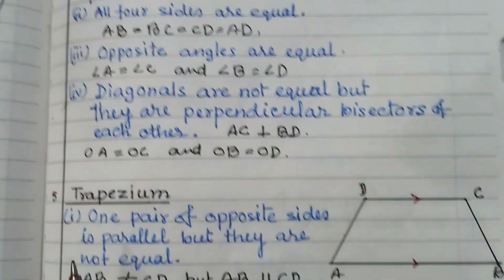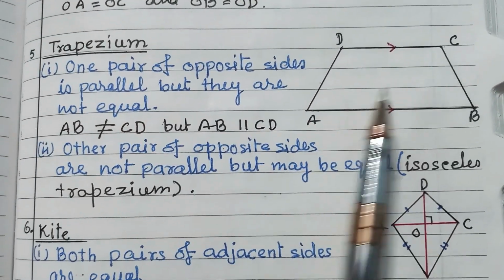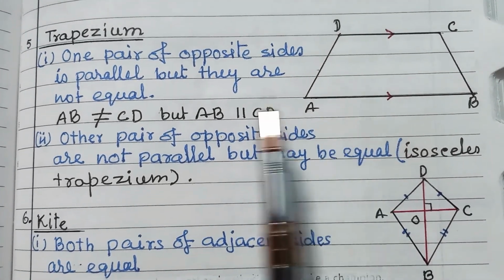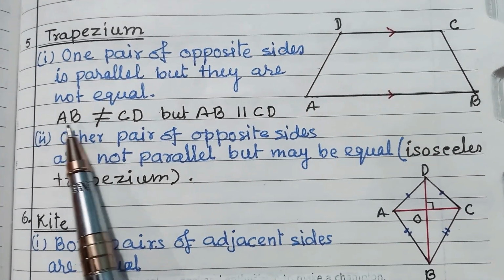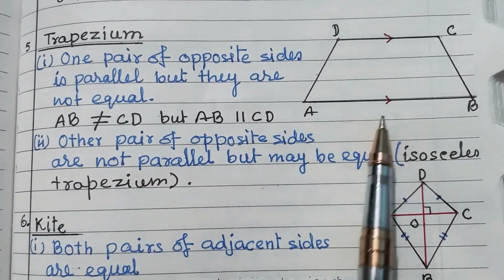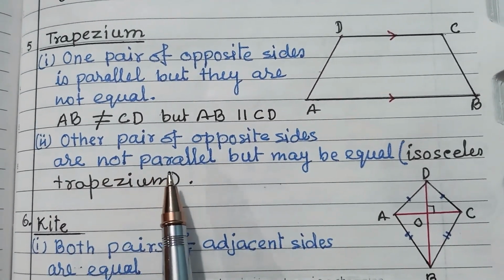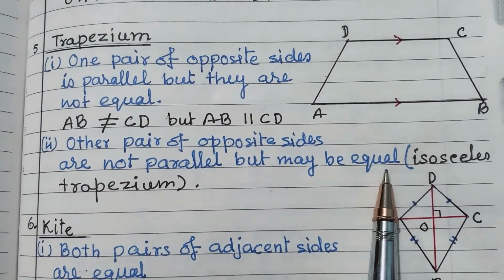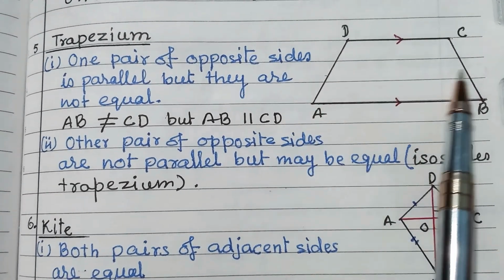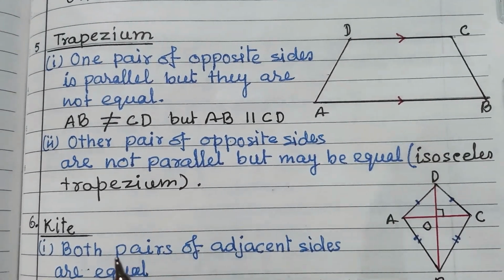Now next is trapezium. One pair of opposite sides is parallel. Only one pair is parallel, but they are not equal. AB is not equal to CD, but AB is parallel to CD. The other pair of opposite sides are not parallel, but they may be equal. If they are equal, then it is called an isosceles trapezium.